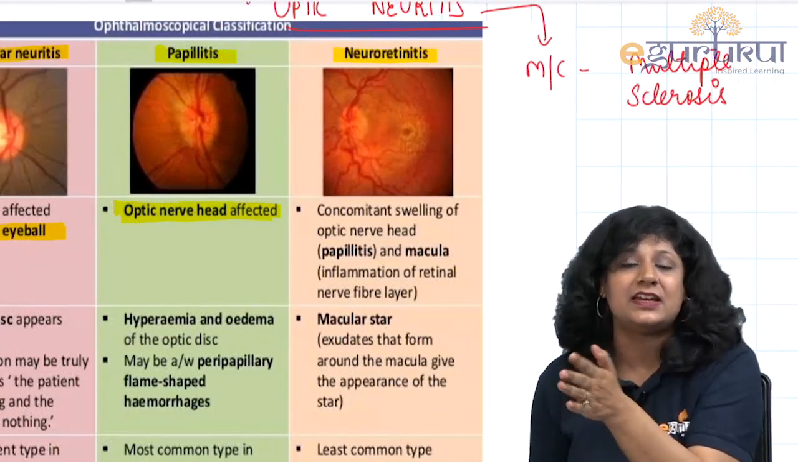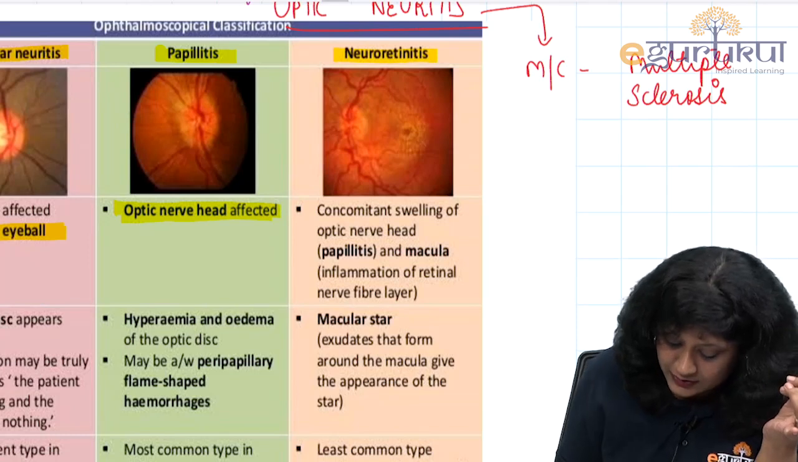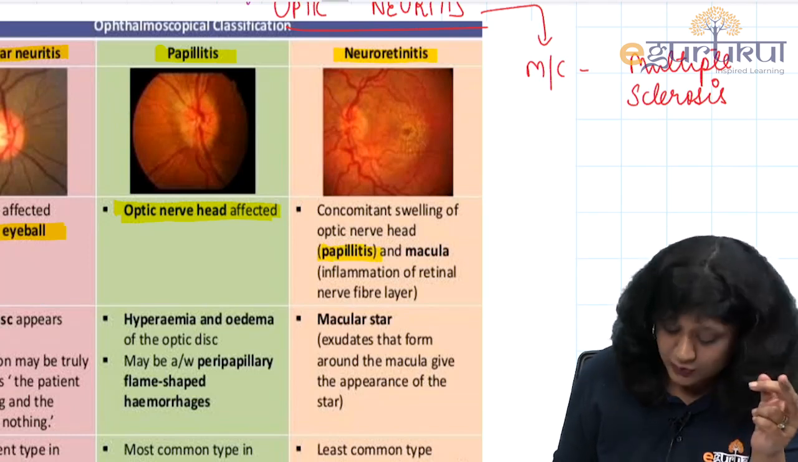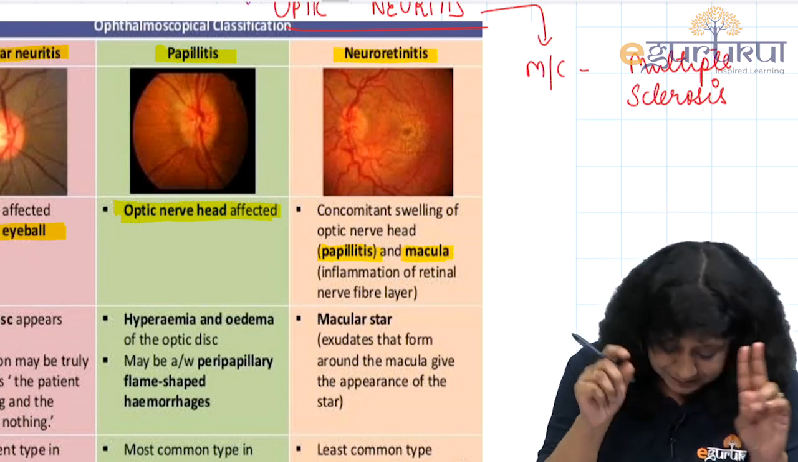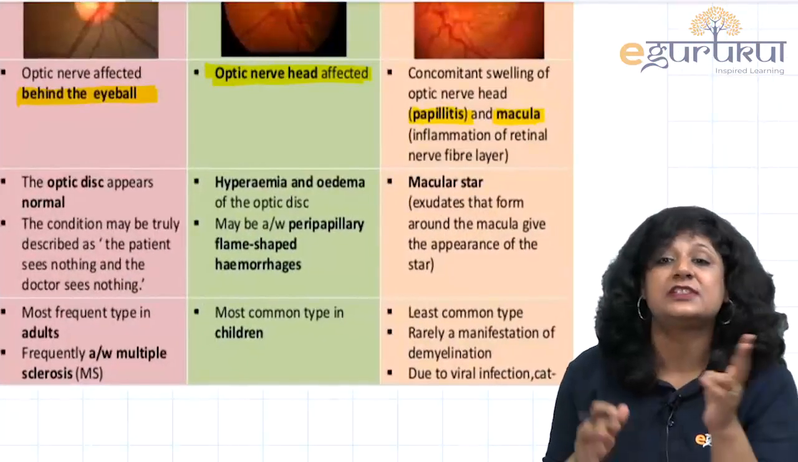Neuro plus retinitis. Neuro is the optic nerve, so you have the papilla, and plus retina, which part? Macula. So it is the involvement of the macula along with the optic nerve head. Now, which is common and which is less common?